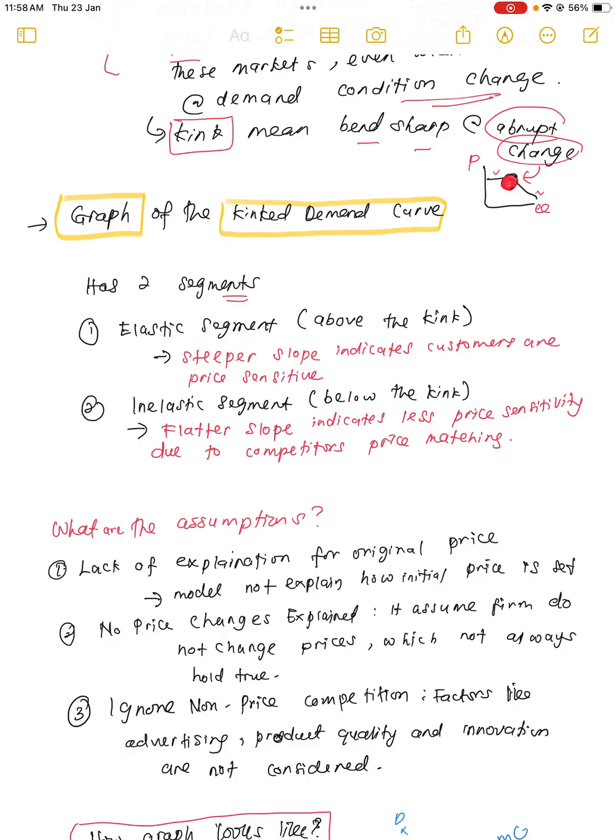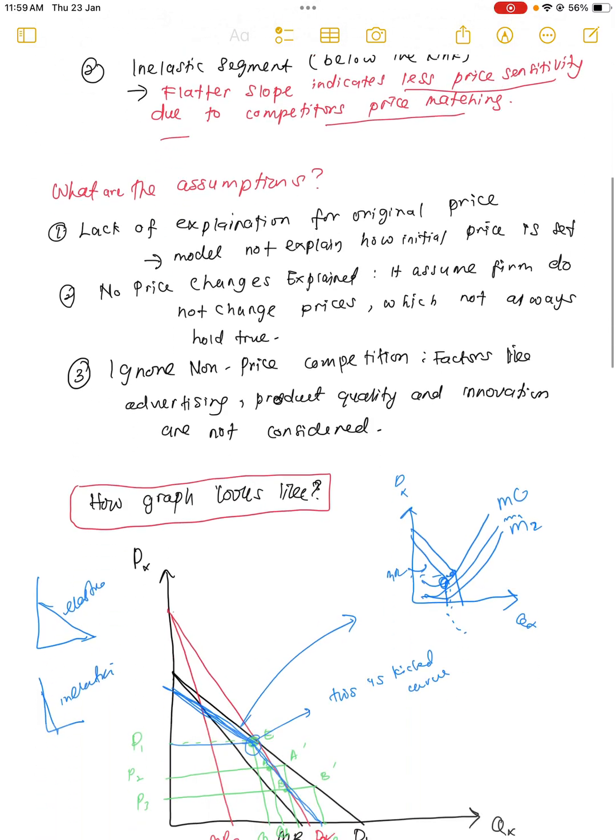How about inelastic? Inelastic explains a less price sensitivity due to competitors' price monitoring. A less price sensitivity, so it is inelastic here. So this is the second segment.